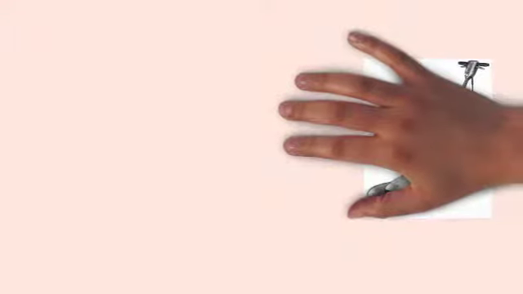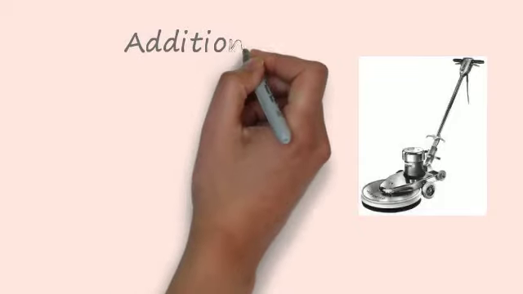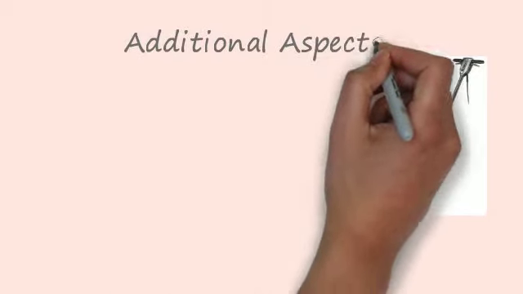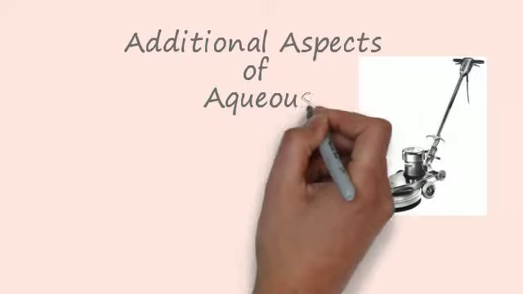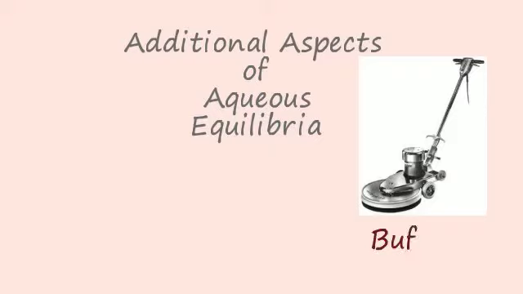This is additional aspects of aqueous equilibria. This is part 1. And basically this section here has to do with buffers, and that's a buffer, in case you didn't know what that was.